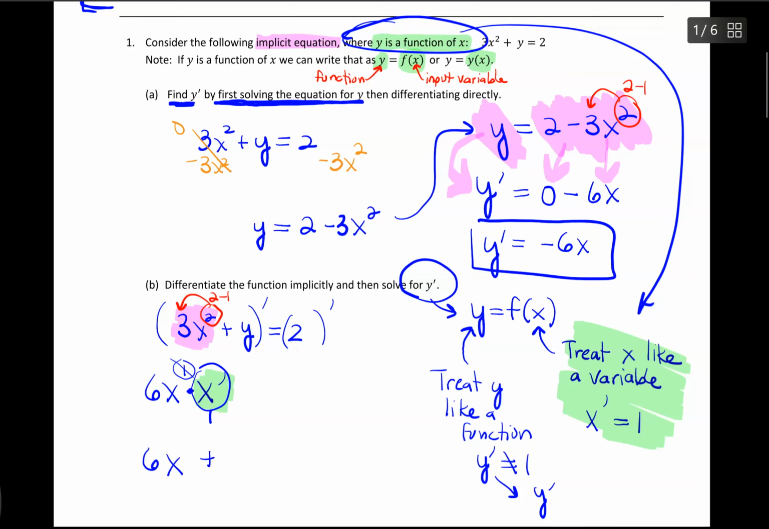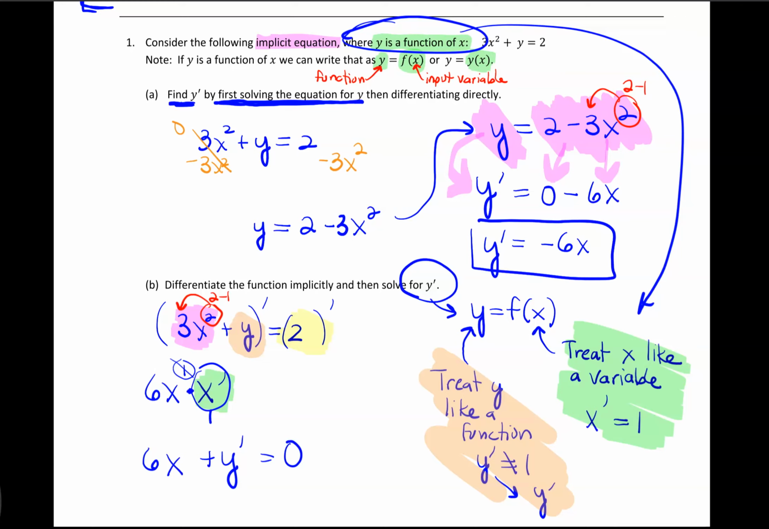Plus, then in the next term, I have a y. I'm treating y like a function, so when I take the derivative of that, I'm going to put y prime. And then I have to take the derivative of both sides of the equation. So now when I come over here and I take the derivative of 2, it's a constant. And what's the derivative of a constant? 0, right?